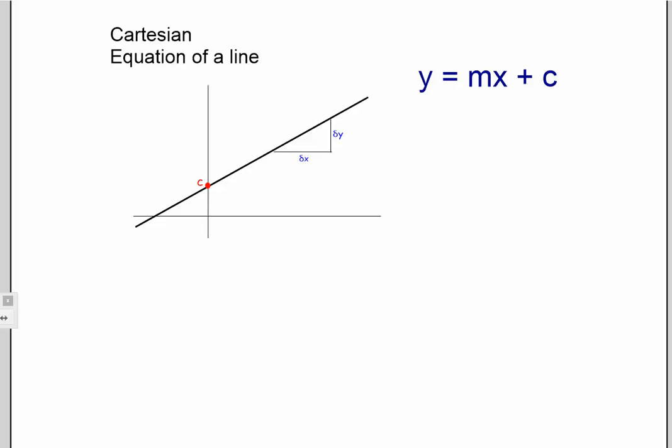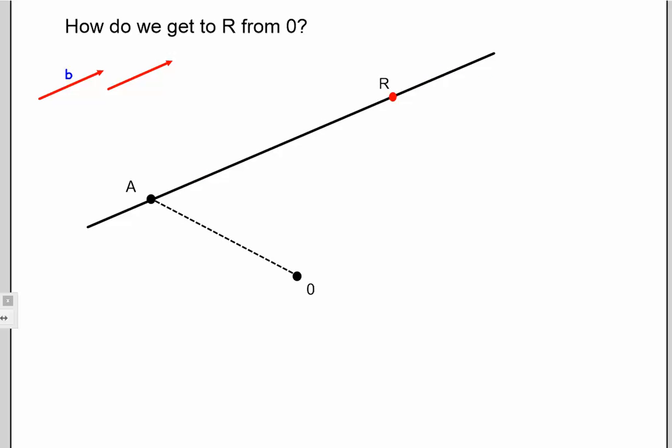Now, what if we've got 3 dimensions? What if we've got an x, a y, and a z? How are we going to find the equation of a straight line in that situation? So let's have a look. Now let's say this point here is the origin, I'll call it O, and we want to get to a general point on this line, which I'll call R. So how are we going to get there?